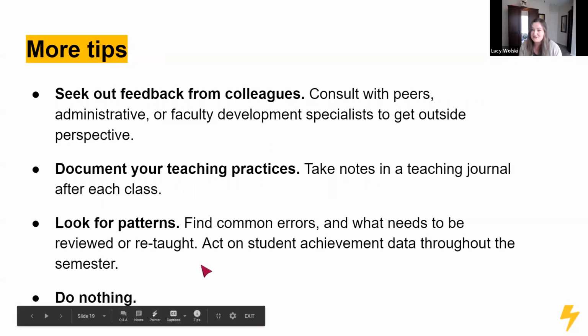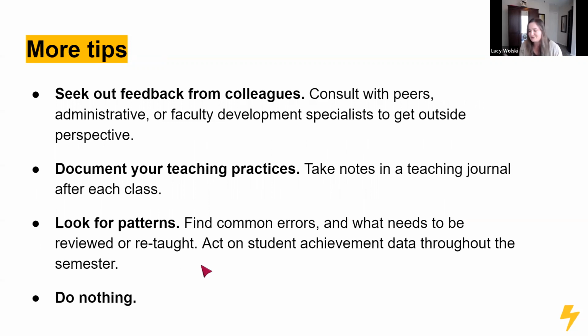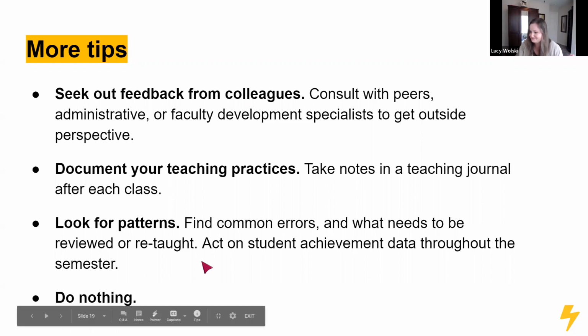Some more tips of what you can do with this feedback. Get feedback from colleagues. Document your teaching practices using a teaching journal. Look for patterns to find common errors, what needs to be reviewed or retaught, and then build that into your course. So if you were to do a muddiest point type of survey, and you get a lot of feedback, go ahead and clarify that in a different modality. So make a video on that muddiest point.